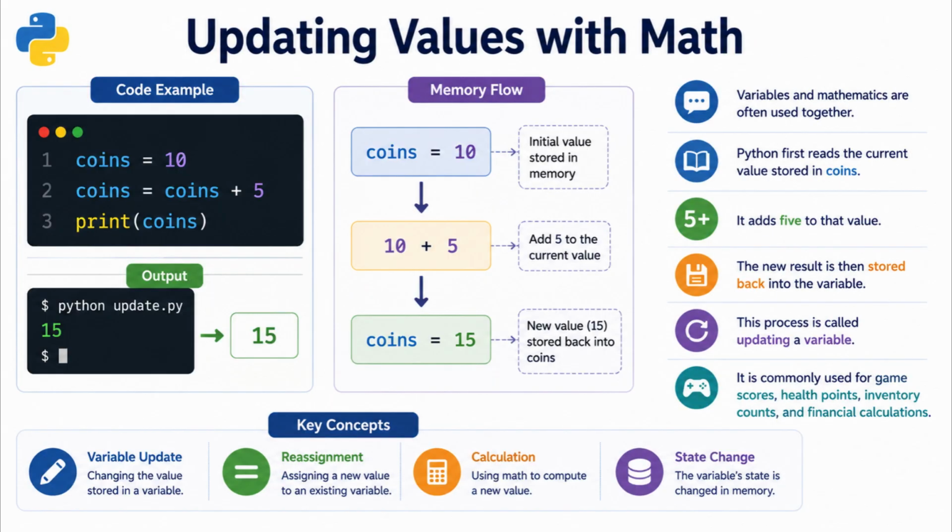Variables and mathematics are often used together. Python first reads the current value stored in coins. It adds 5 to that value. The new result is then stored back into the variable. This process is called updating a variable. It is commonly used for game scores, health points, inventory counts, and financial calculations.